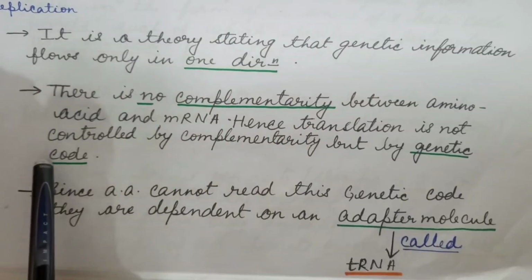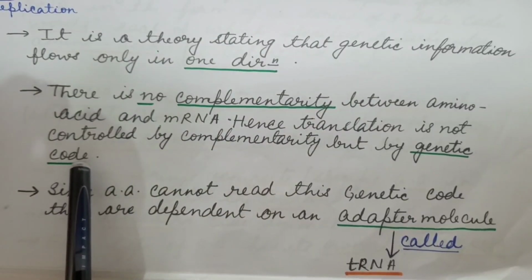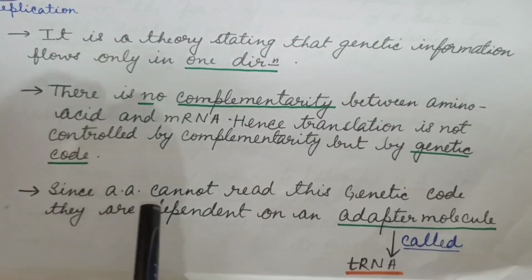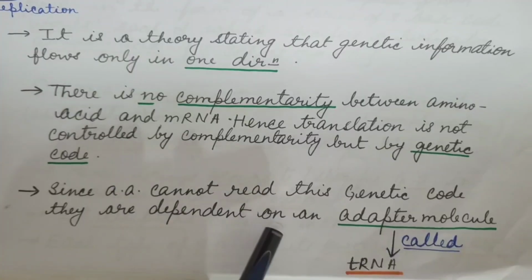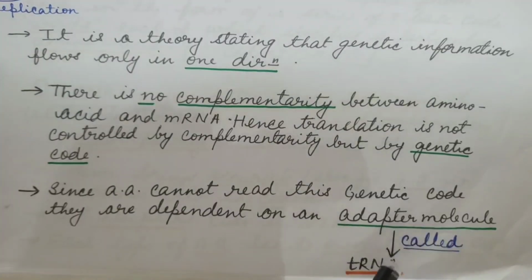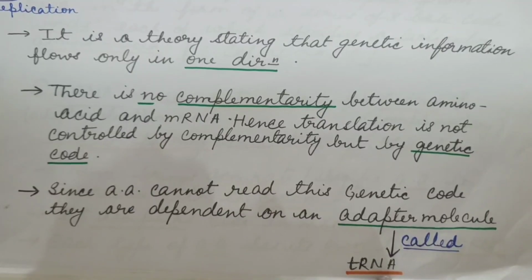The genetic code we have already discussed in detail in a separate video, the link of which is given in the description box. Since amino acids cannot read this genetic code, they are dependent on an adapter molecule called transfer RNA. We have already discussed transfer RNA in a separate video. You can refer to my video, the link is given in the description box.